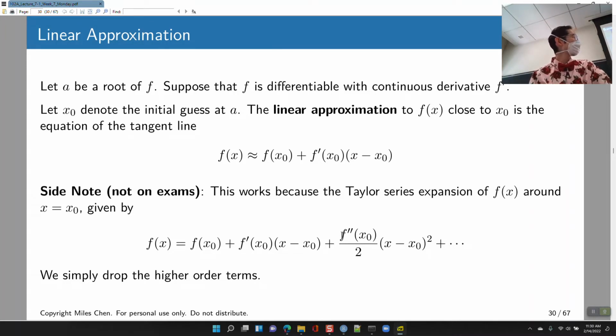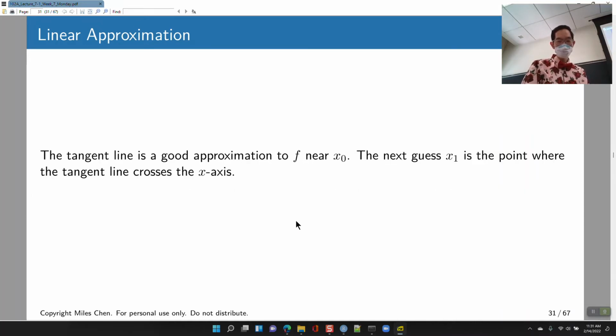And the Taylor expansion says we can write an equivalent function in terms of all of these derivatives, and we're basically just throwing away all of these higher order terms and keeping the first two terms. And so this is going to be a linear approximation to the function. This tangent line is going to be a good approximation to f near x0. And so the next guess, x1, is going to be the point where this tangent line crosses the x-axis.